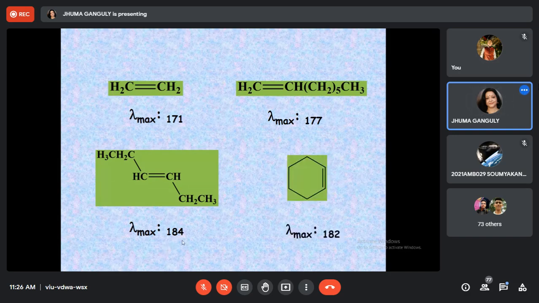Now this one, 182. Why? These are the same, but the cyclic system is open. Then what happened? Ma'am, due to ring strain. Yes, due to ring strain or rigidity of the structure, there will be some energy difference, not so much, but a little, so the nature of the compound is different. So if you have a sample, you can compare it with the lambda max.